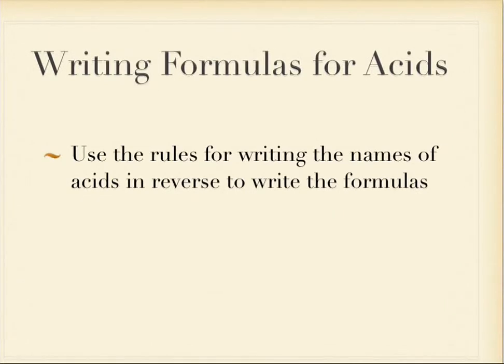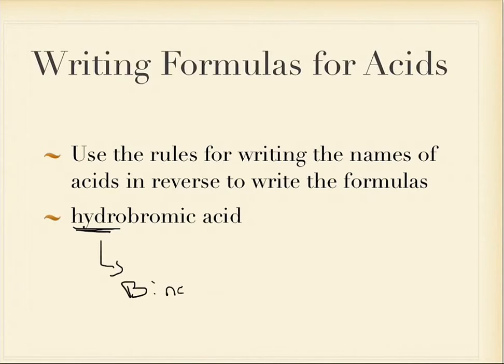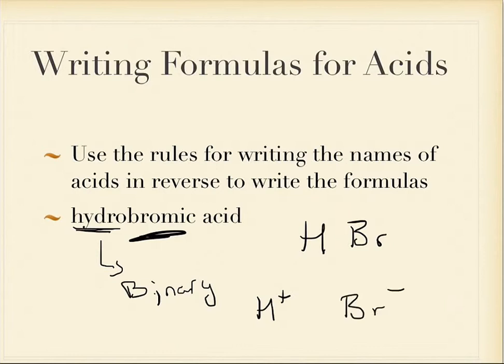Alright, so now what if we had to write formulas? Well, we just reverse those rules to write the formulas. If you have hydrobromic acid, think about this. Hydro, I said, indicated that it's binary. So when you see something that's hydro, you know it's binary. So now we're looking at something with H, something with bromine, H and Br. Now you really should kind of double check. H is plus, Br is minus. So it's 1 to 1 because they won't always be 1 to 1. But in this case it is. And so that's HBr for hydrobromic acid.